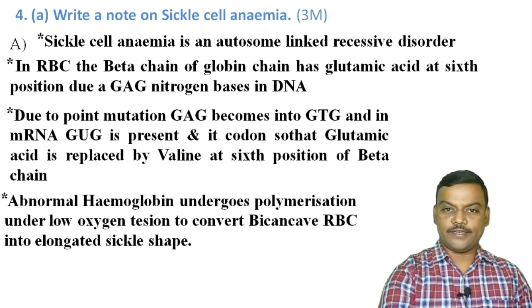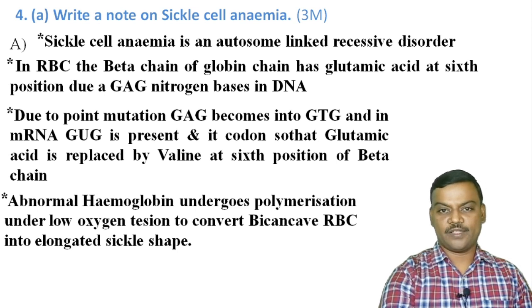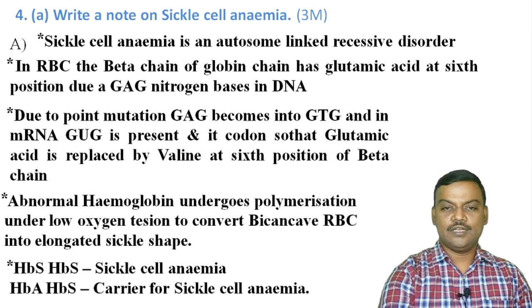And the next point, abnormal hemoglobin is formed, and this abnormal hemoglobin undergoes polymerization under low oxygen tension, and it converts the biconcave RBC into an elongated sickle shape. It is the main character of sickle cell anemia. In this sickle cell anemia, HbS becomes the sickle cell anemia condition.